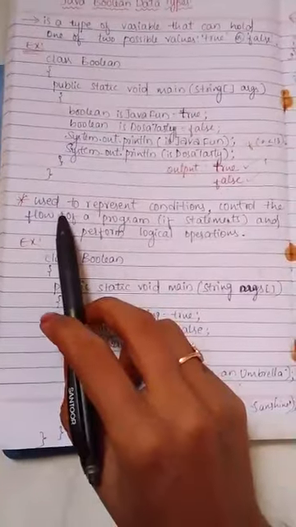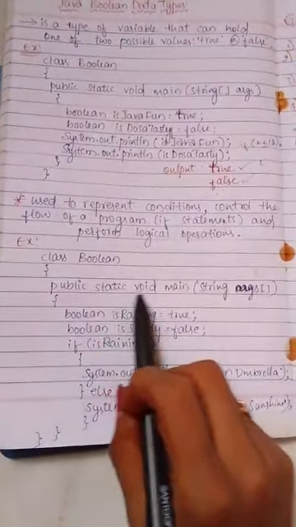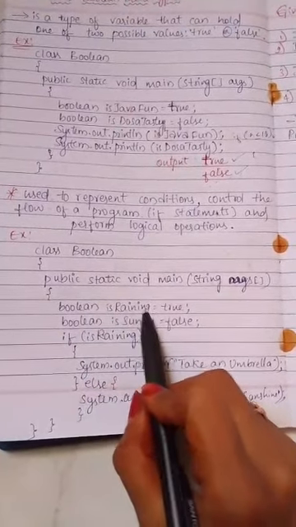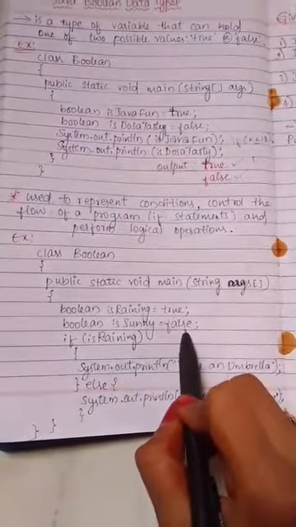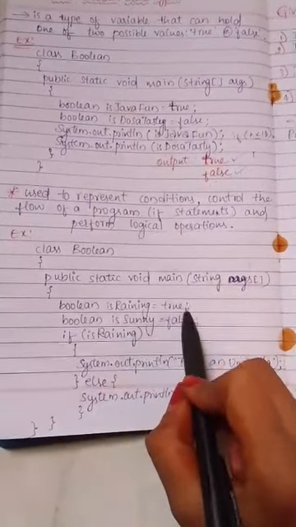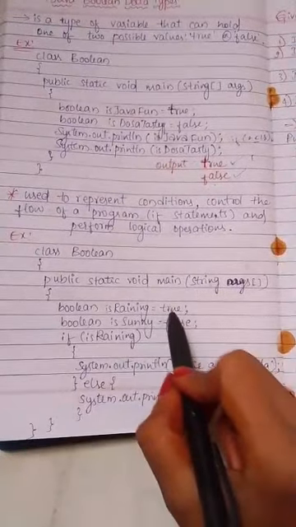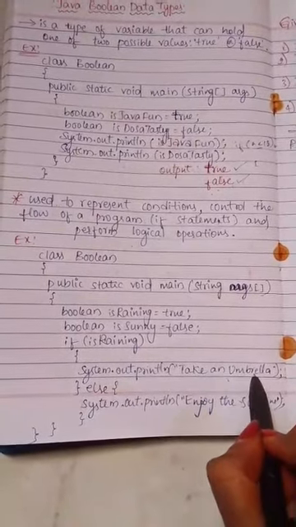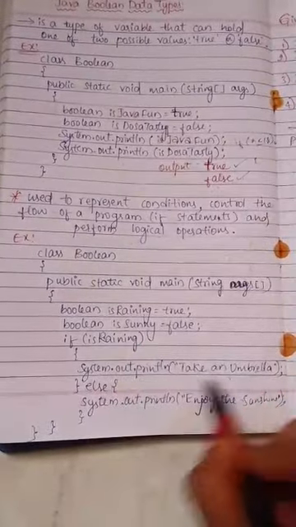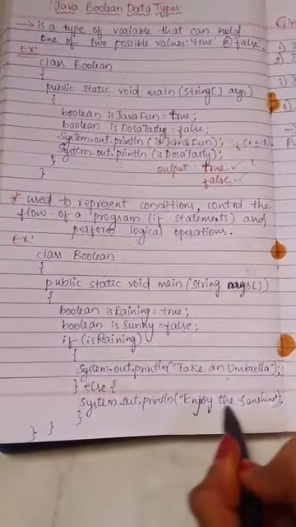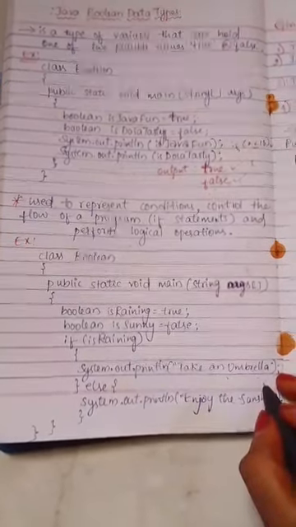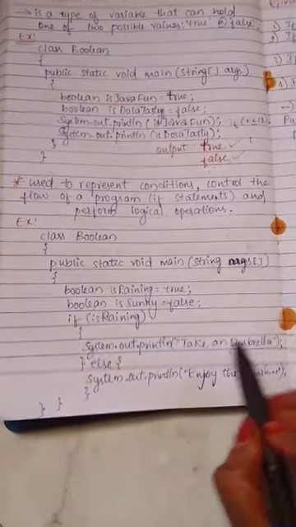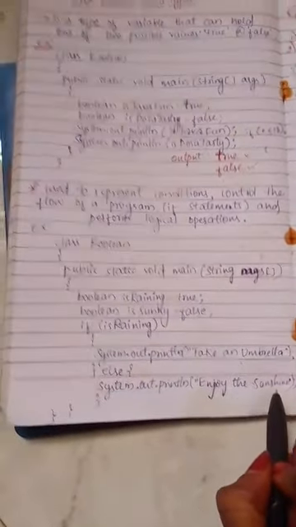Let us see one more example. Class Boolean, public static void main string arguments. Boolean isRaining is true. Boolean isSunny is false. Because it's raining, it's true. IsSunny is false, because it's raining. If isRaining, System.out.println take an umbrella. If it's raining, take an umbrella. Else, System.out.println enjoy the sunshine. If it's raining, then take an umbrella, or else enjoy the sunshine.